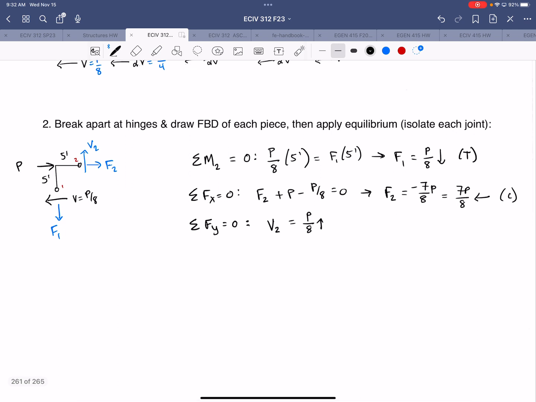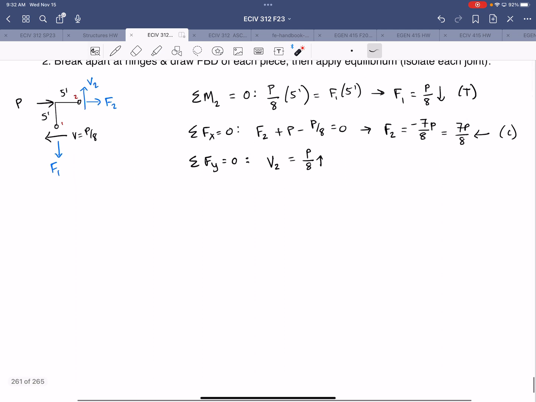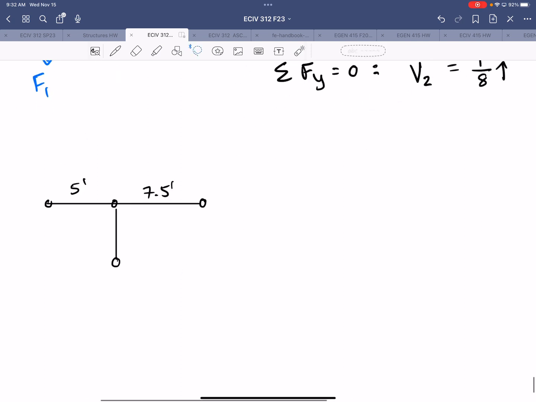All right, now we're ready to move on to the next joint. So that's isolating at those 3 hinges, 2, 3, and 4. So we'll have, that's 5 feet and 7.5 feet. Oh, I drew an extra hinge. No hinge at the rigid joint. Oops.